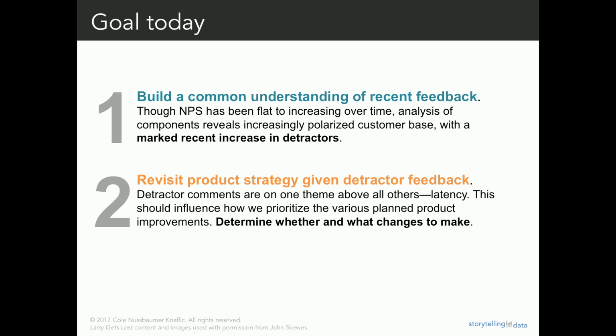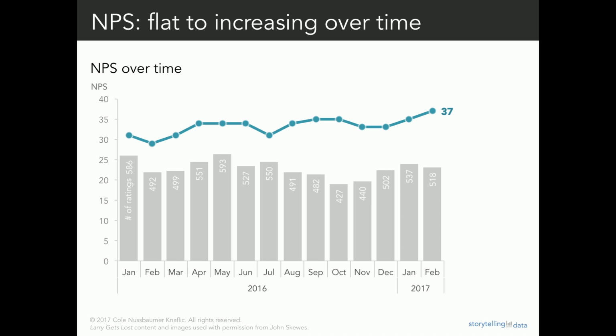Overall story, just to give you a little sneak peek, it would be seemingly positive. NPS has been increasing. But as we look at the pieces, we're actually seeing a very disconcerting trend with detractors increasing over time. So the second thing I want to do today is use that information to revisit our product strategy and really emphasize latency, the thing that detractors are unhappy about, when we think about where we want to spend our resources next. So let's take a look at some data.